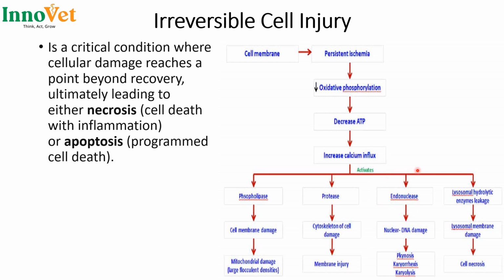And we have endonucleases. Endonucleases are enzymes that cleave or digest DNA. So we shall have those nuclear changes: pyknosis, karyorrhexis, and karyolysis. Then we also have the lysosomal hydrolytic enzyme leakage, which will cause lysosomal membrane damage and lead to autolysis and cell necrosis.